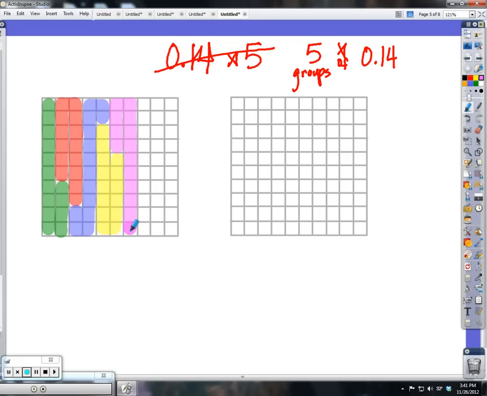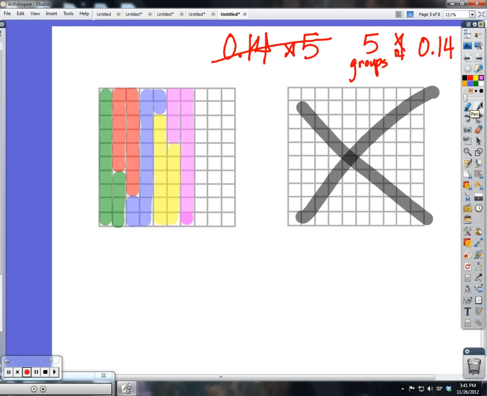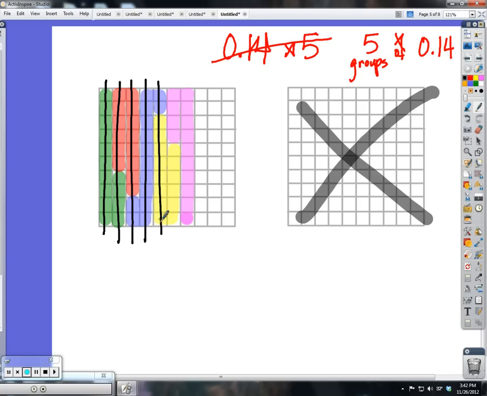Well, this time I didn't even use this other grid. So let's look and count the total number that are colored in. So I have 10, 20, 30, 40, 50, 60, 70 hundredths. So 70 hundredths, or if I counted them as tenths, it would be 7 tenths.